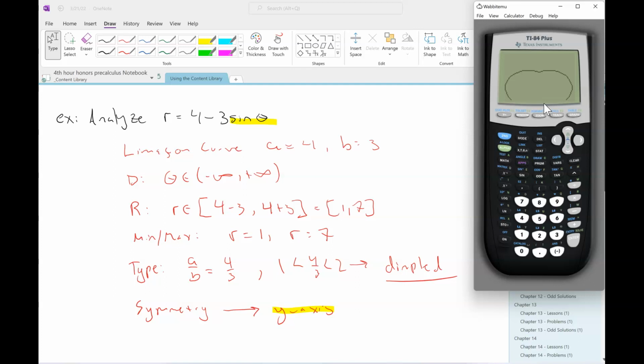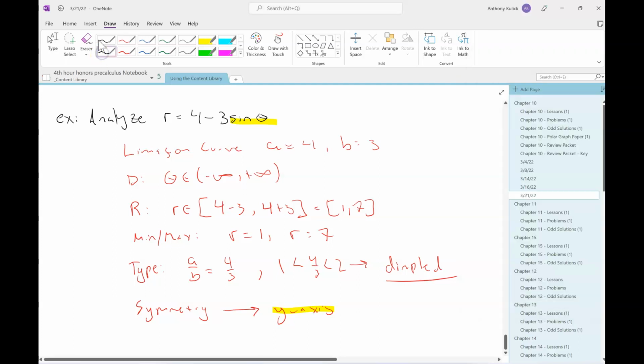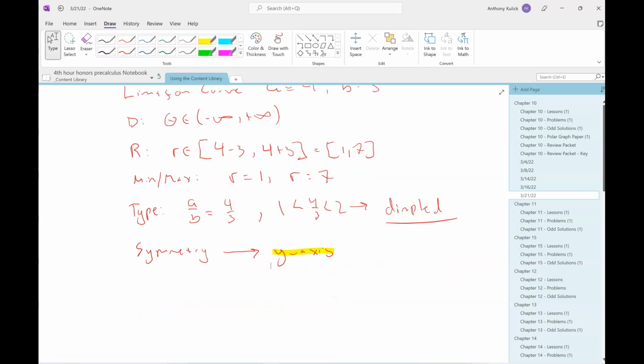Overall, this was, I think, easier than the parametric stuff. I think that's the harder part of this chapter. The polar stuff is pretty plug and chug. Mac, when you graph this, is it in polar mode? Yes, graphing all these things in polar mode.